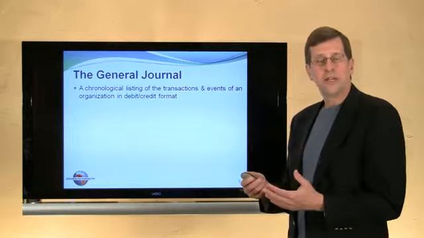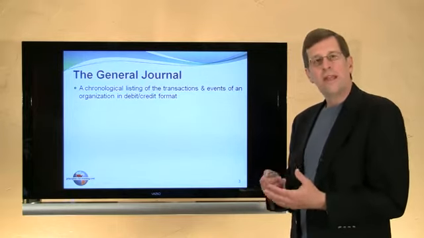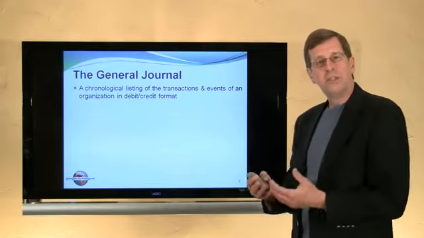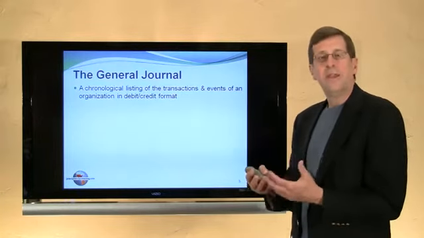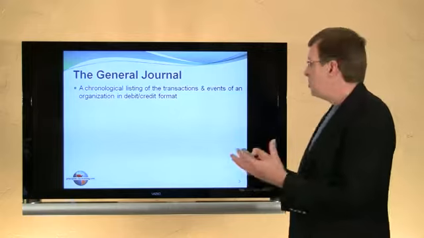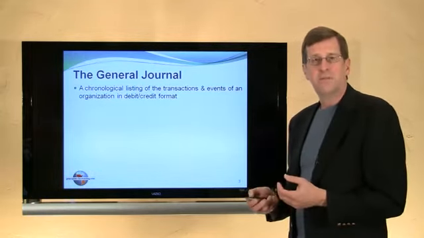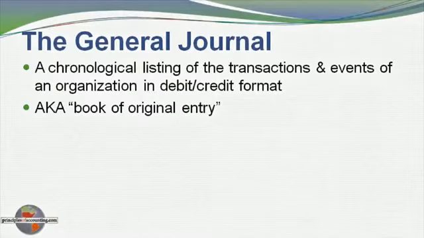If you kept a journal on a trip, you would think about recording or writing down narratives of events that occurred, things you saw, places you went, things you did. That's a journal. A general journal for a business is the chronological listing of the transactions for the business. It's also known as a book of original entry. As transactions and events occur, they're originally entered into the accounting system through a general journal process.